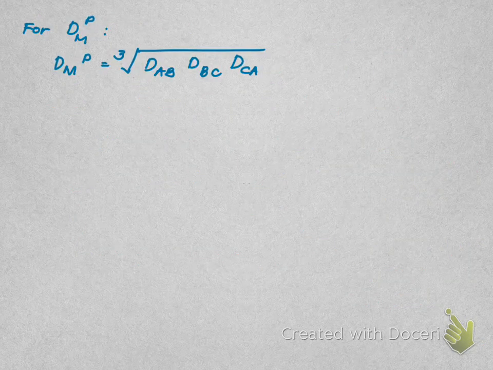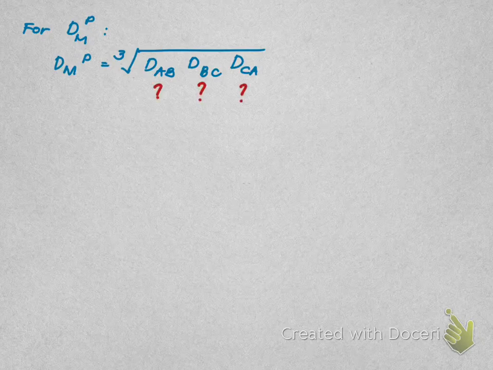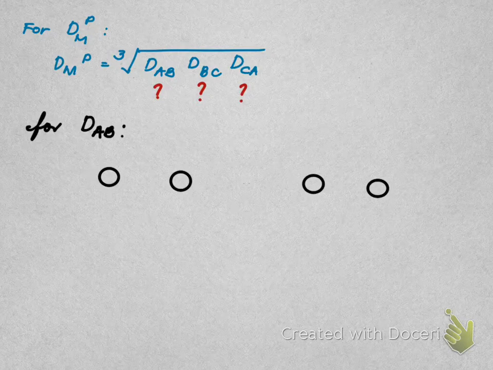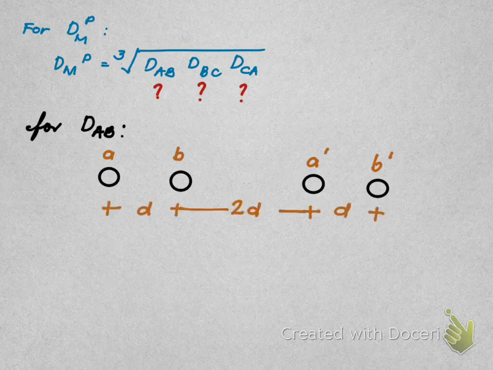For DMP, it's the cube root of the distances of each phase conductors. So we have DAB, DBC, and DCA. So how can we get that? For DAB, we will only be considering the A and B conductors, also the A prime and the B prime. So here are they, okay, and the following distances are given as D, 2D, D respectively.